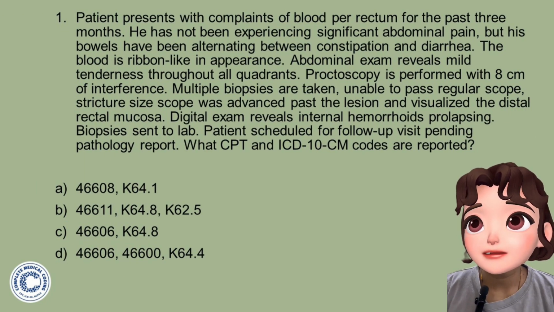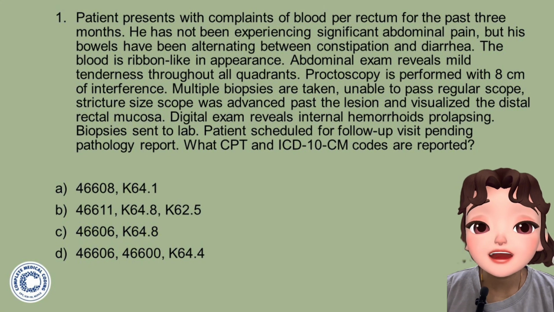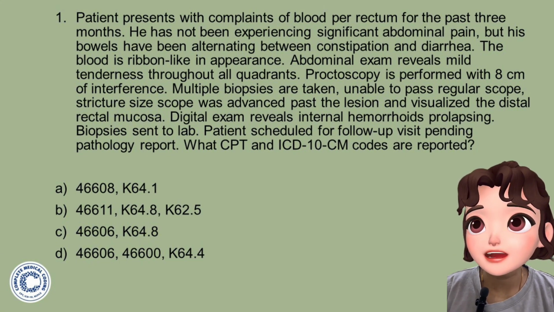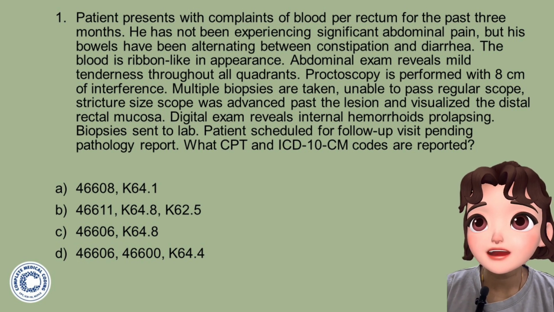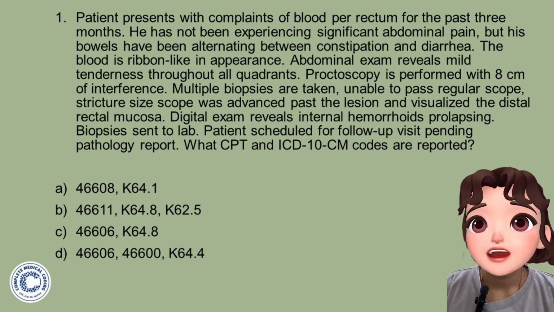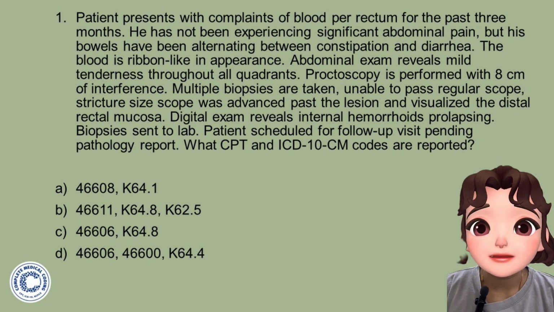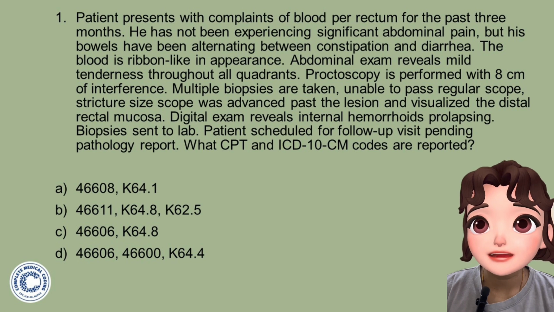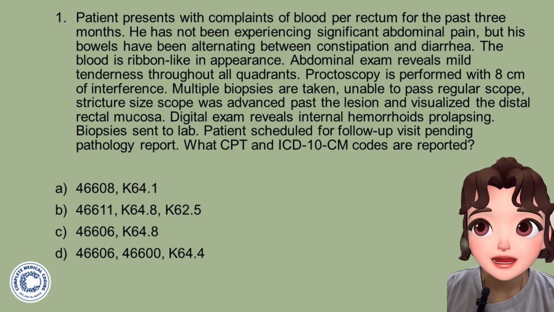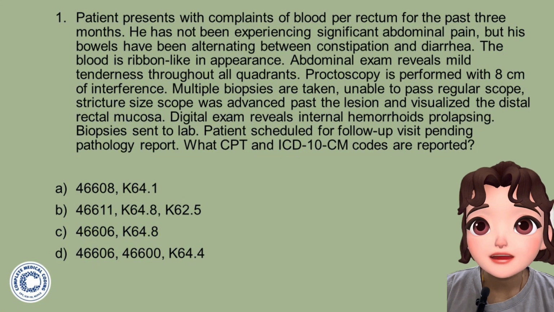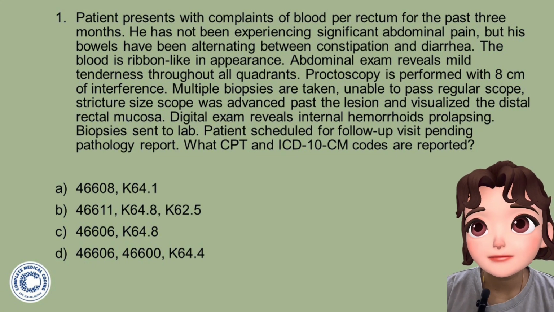Patient presents with complaints of blood per rectum for the past 3 months. He has not been experiencing significant abdominal pain, but his bowels have been alternating between constipation and diarrhea. The blood is ribbon-like in appearance. Abdominal exam reveals mild tenderness throughout all quadrants. Proctoscopy is performed with 8 cm of interference.